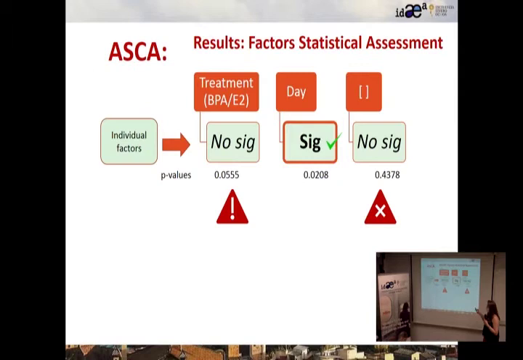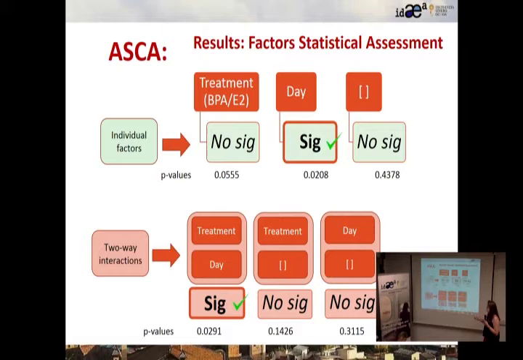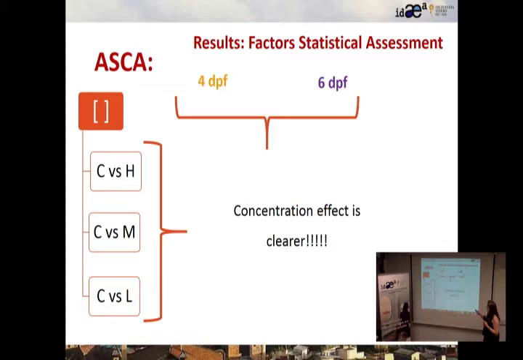If we look at individual factors, we see that they resulted significant and treatment was almost significant. If we look at two-way interactions, then we see that treatment and day are both significant, which is in agreement. But for having a clear effect of the concentration, it was better to divide by days and then by pairs of concentration levels. So control versus high, versus medium, versus low.